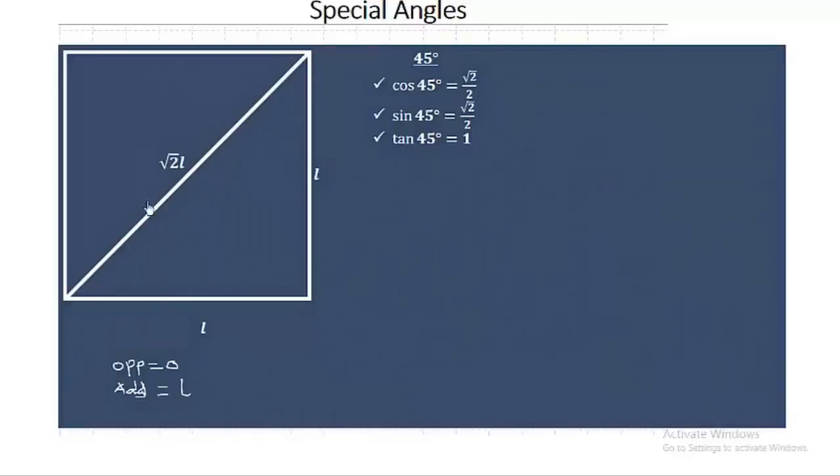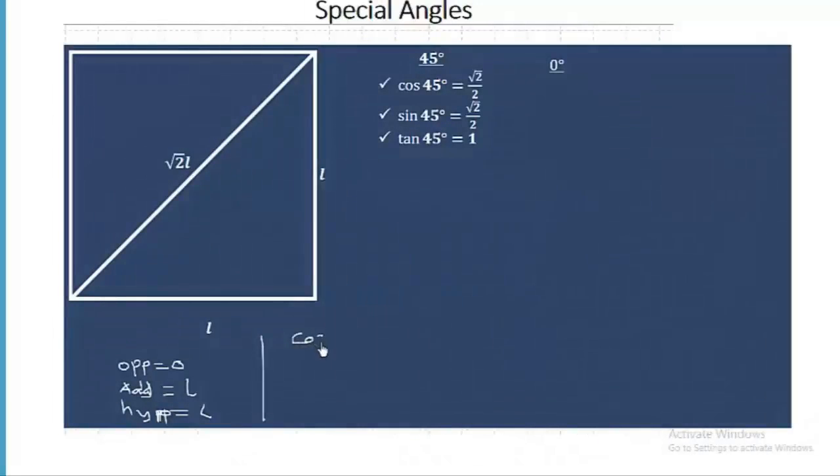Then the hypotenuse has now also fallen on the adjacent side, so they are equal. So the hypotenuse will also be equal to L. So now our cos 0 degrees will be equal to adjacent, which is L, over hypotenuse, which is L, and this will give us 1. So cos 0 degrees is equal to 1.